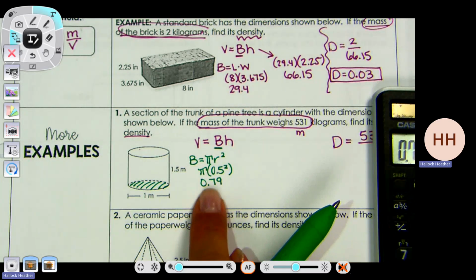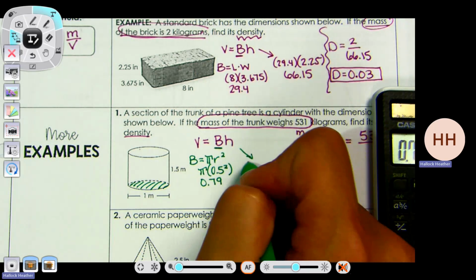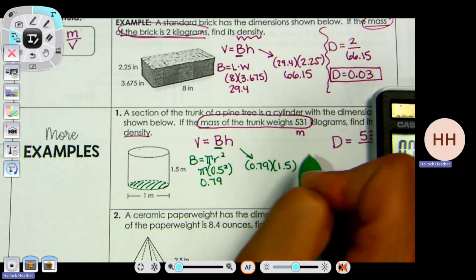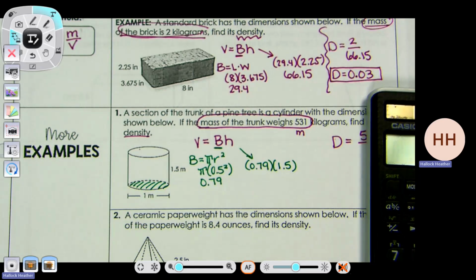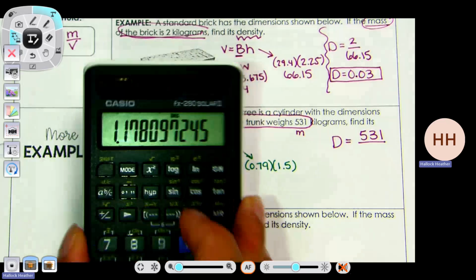Now I have to take the base and multiply by what? 1.5, because I have to plug it back into the actual formula. So 0.79 times the height. If you realize that either way you're multiplying by the height, don't write the step down, just multiply by the height in your calculator. You don't have to write everything down, okay? So you get 1.178.